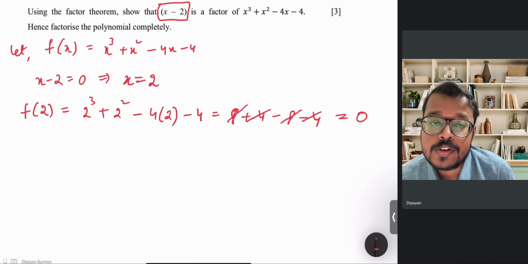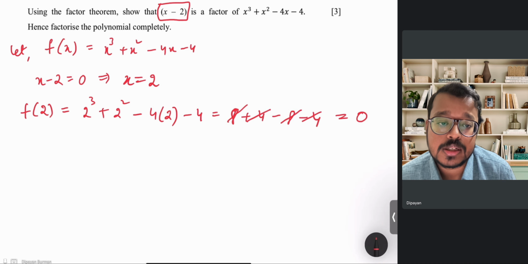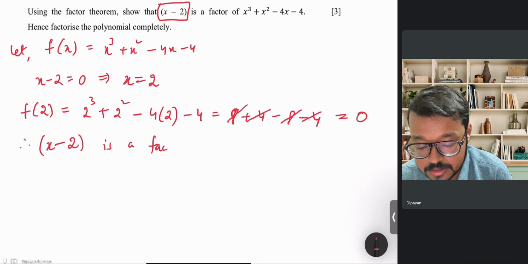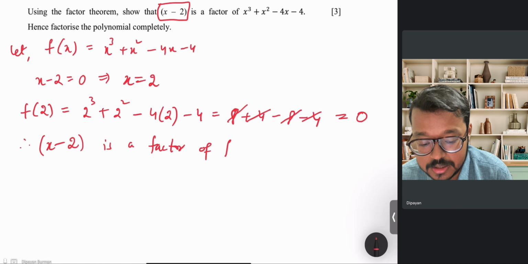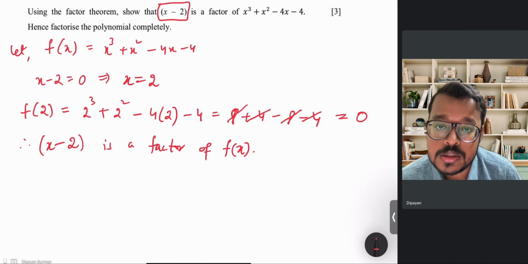So since f of 2 is equal to 0, that means when I substitute x equal to 2 in the dividend, that value is 0. I will say therefore x minus 2 is a factor of the dividend f of x. So this is the first part of the solution.